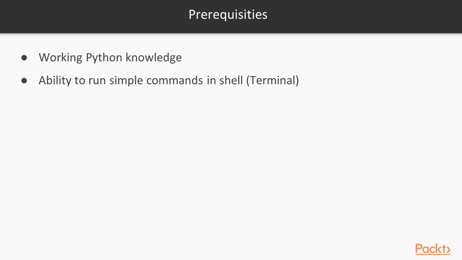So what are the prerequisites for this course? There are not a lot of them, but the main one is that you have to have some kind of working Python knowledge. A lot of the stuff we'll cover in this course is pretty basic, but you have to have the basics covered. You also have to have some ability to run simple commands in a shell, in a terminal, and we'll do the training using the terminal and also run our scripts that way. There's nothing left to say, and I'm really excited that you're here, so let's get started.